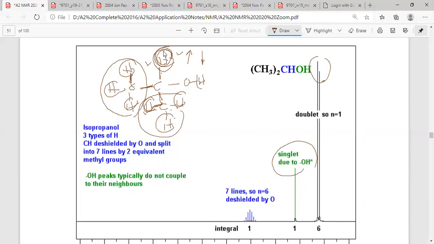Now this fella here, right? Which is here. Will be split by how many? 1, 2, 3. 1, 1, 2, 3. 2, 1, 2, 3. 3, 1, 2, 3. 4, 1, 2, 3. 5, 1, 2, 3, 6. You got 6 adjacent hydrogen. That means 6 plus 1, n plus 1. That means 7. See, 7 lines here. Understand? OH won't be split because of oxygen.